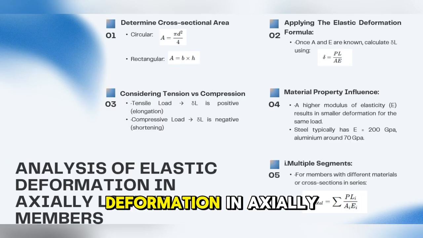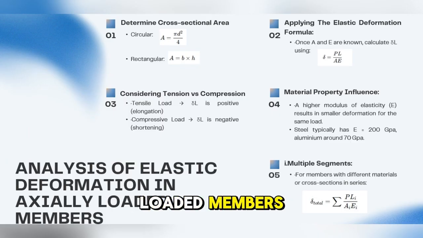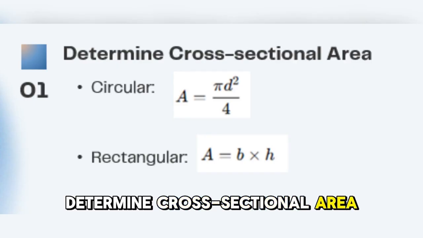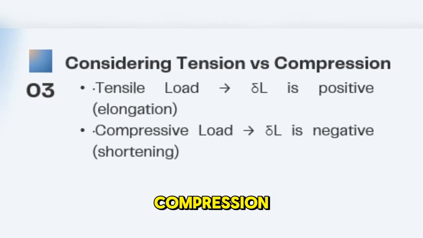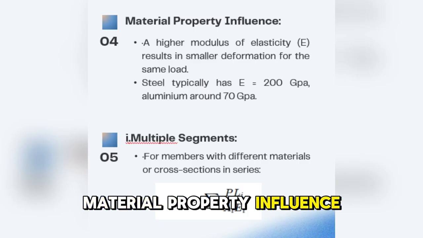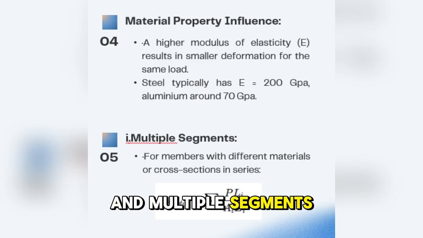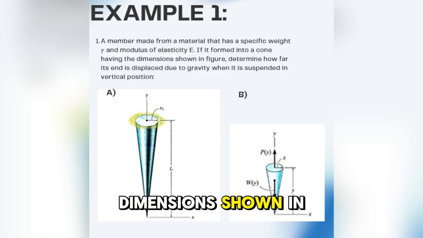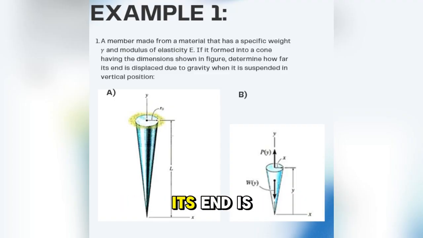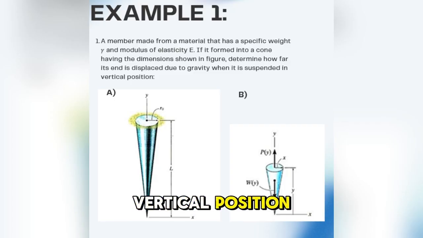Analysis of elastic deformation in axially loaded members. Determine cross-sectional area. Applying the elastic deformation formula, considering tension versus compression, material property influence, and multiple segments. Example 1. A member made from a material that has a specific weight and modulus of elasticity E. If it is formed into a cone having the dimensions shown in the figure, determine how far its end is displaced due to gravity when it is suspended in vertical position.